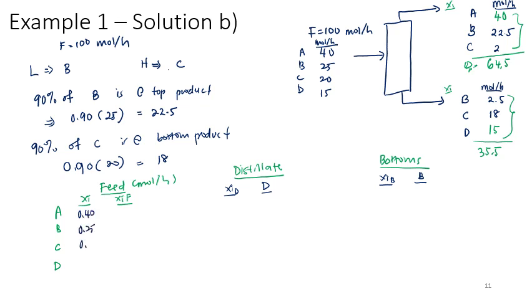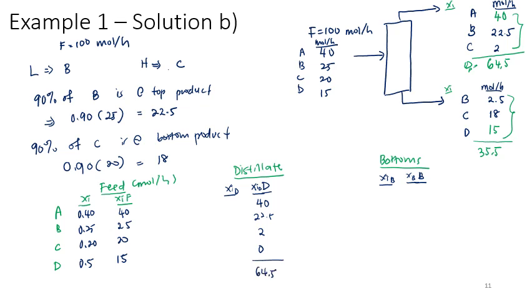So I'm just filling up the numbers here to indicate the composition and flow rate of each component in the feed, the bottom, and the distillate. So what we have here is xi and the flow rate in the distillate. For component A, we have 40. Then for component B, 22.5. And for component C, we have 2. And for component D, we have 0 in the distillate product. So the total is 64.5.